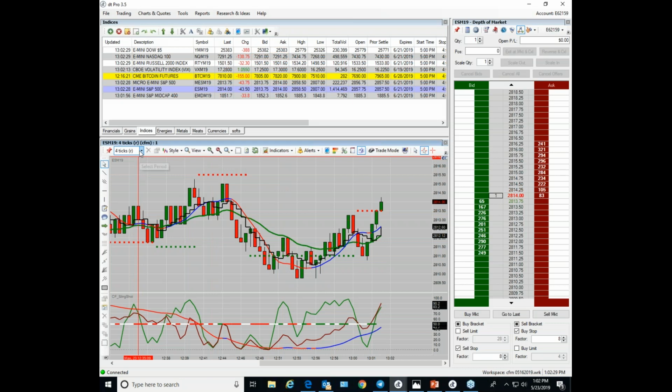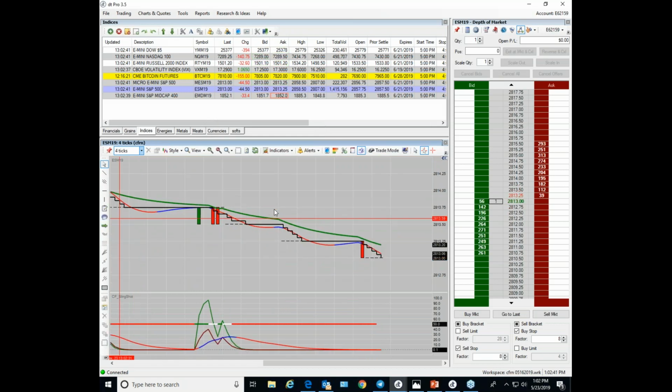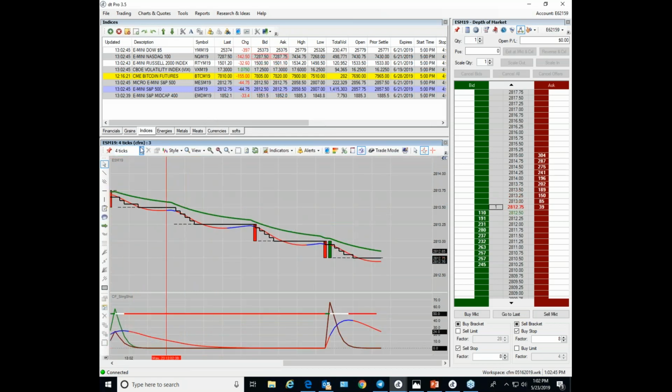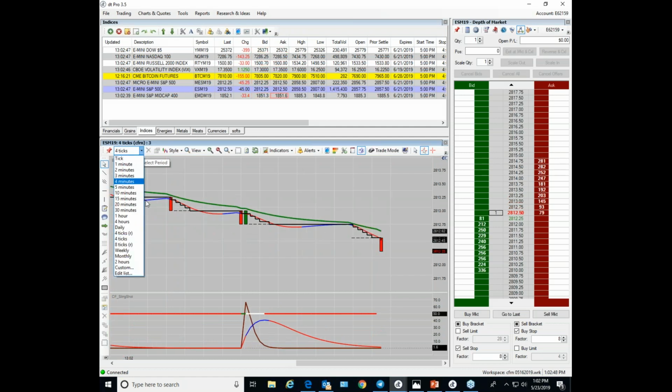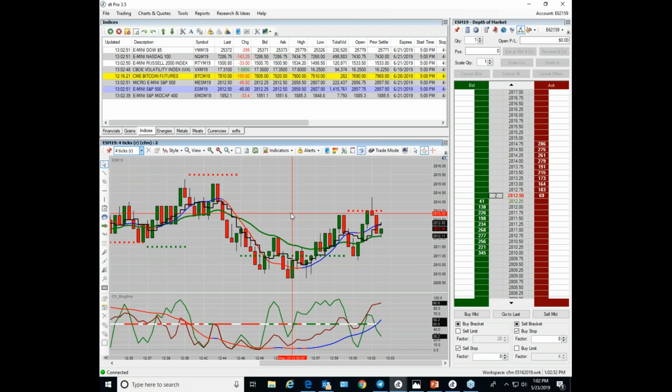Here's the first trap that people fall into. They do the right thing. They click this drop-down box, they hit custom, but they select tick bar. And they make that look like a 4, and then your chart looks like this. If you're staring at something like this, it's wrong. You fell into the first trap, no biggie. Get to the 4-tick range.